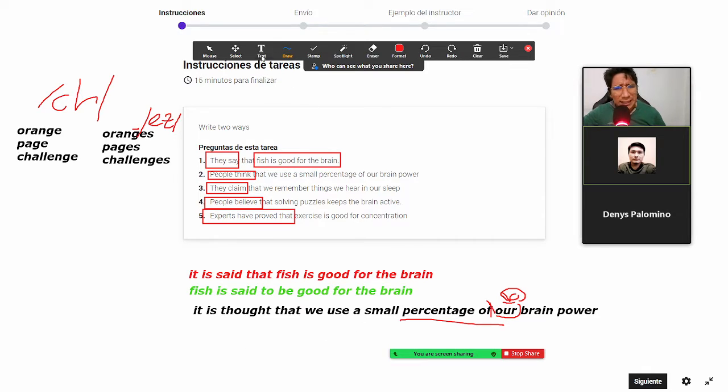So what is the second version, do you know? The fish? Okay. Fish? No, the fish? Sorry. Before we use the small percentage.